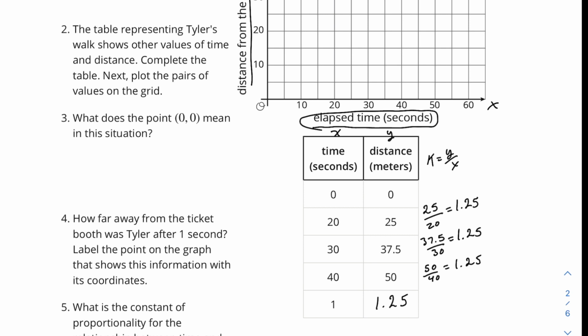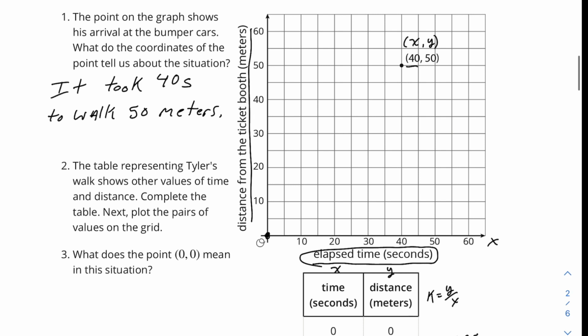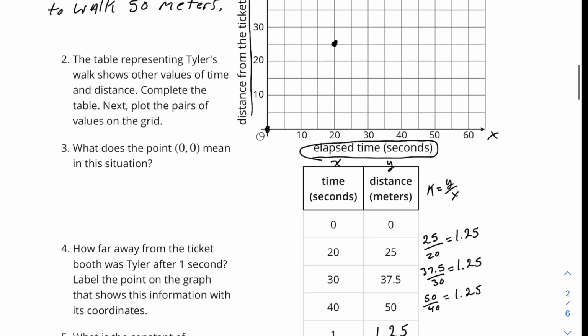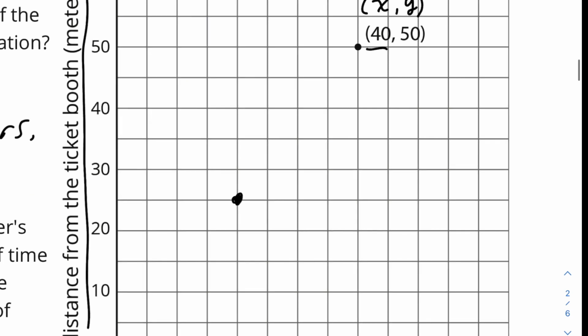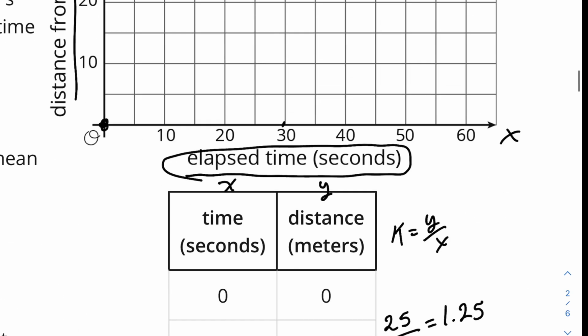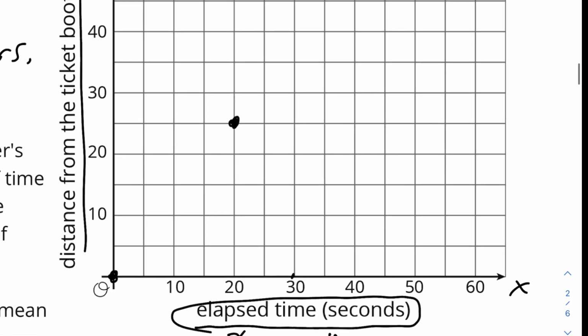So those are our points. We're going to go ahead and plot those on the graph above. We have 0, 0. I'm going to put a big dot right there. And then 20, 25. So 20 on the x-axis and up to 25. Have a point here. 30 and 37.5. So we go over to 30 and then up to 37.5. Notice we have 30 and 40 on our graph. So 35 is that one line there. So again, it's 30 and 37.5.